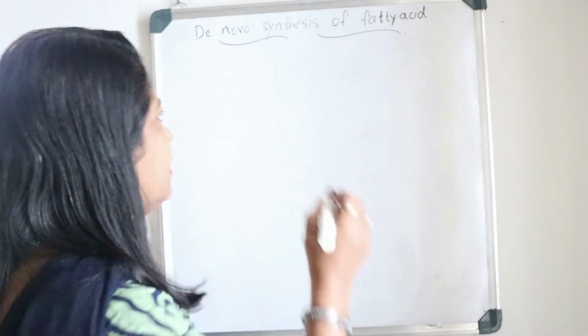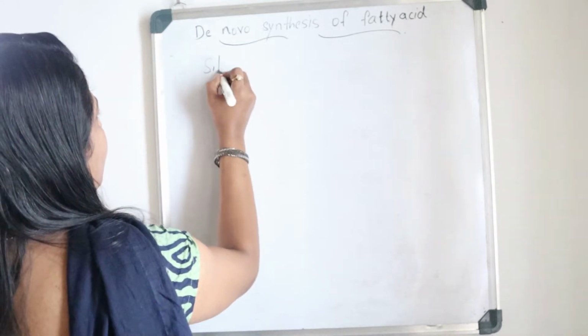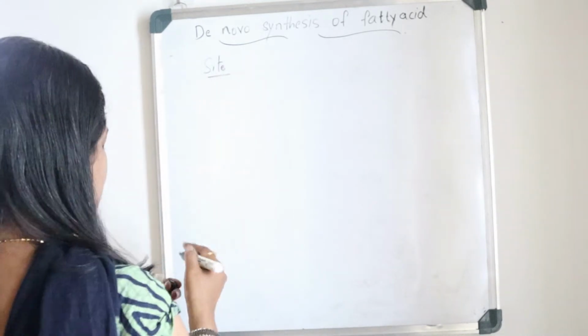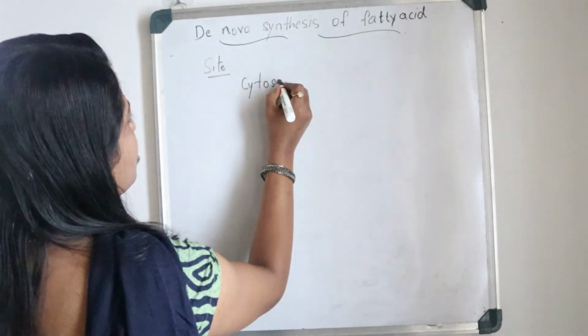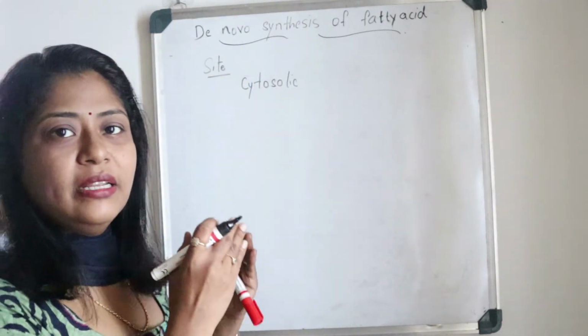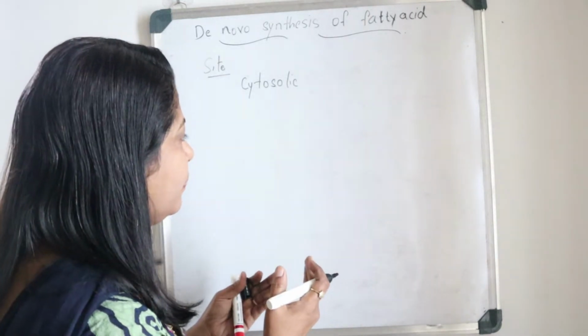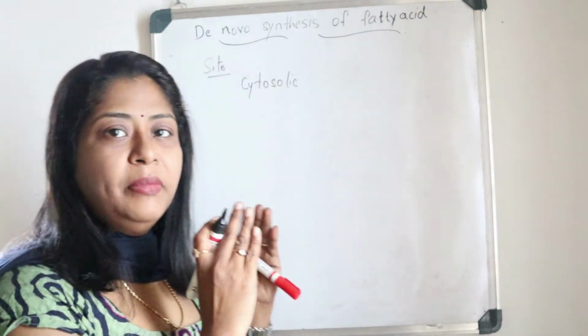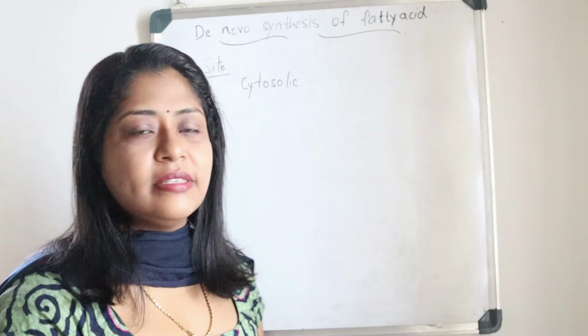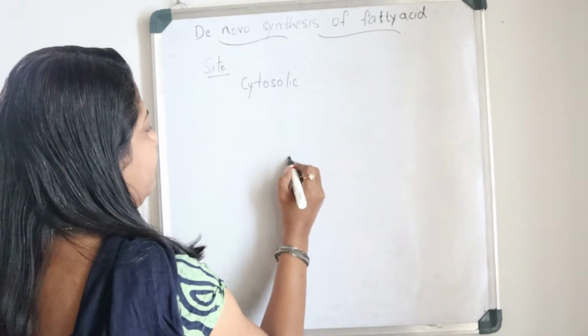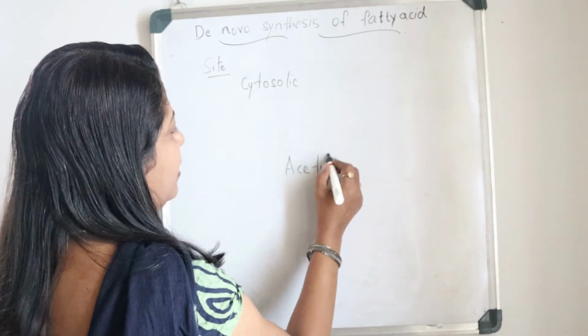So the site, that is intracellular site, it is extramitochondrial or cytosolic. Again, it is present in many tissues also. And again, we know the immediate precursor for this fatty acid biosynthesis is acetyl-CoA.